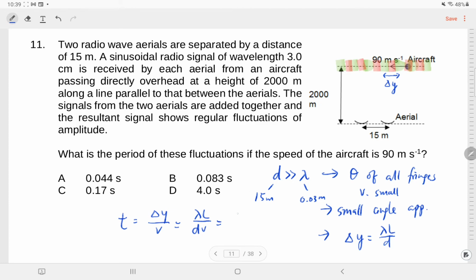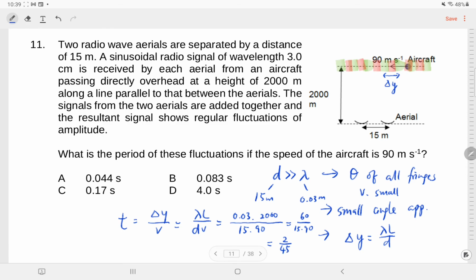Come back to the substitution. So you have 0.03 times 2000 divided by 15 times 90. Just a quick mental sum. 0.01 of 2000 gives us 20, so 0.03 gives us 60. Below, we have 15 times 90. We have to tidy it first. So here, you have 2/3 times 1 over 15. So it's actually 2 over 45.